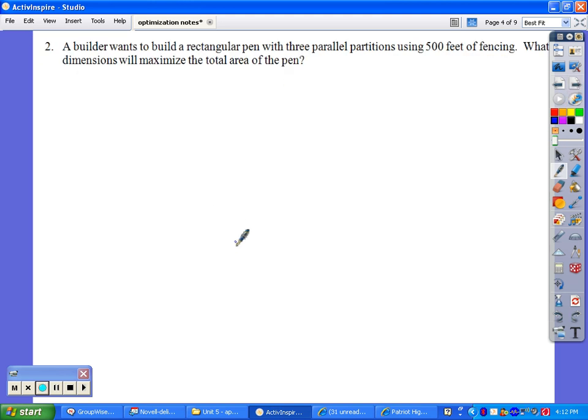Okay, so a second example is we have a builder who wants a rectangular pen with 3 parallel partitions using 500 feet of fencing, and what dimensions will maximize the total area. So we want to maximize, and we're maximizing area. So if they don't give you a picture, always draw a picture. So we want a rectangular pen. So I'm going to draw a rectangle, and it has 3 partitions. So it's divided into 3, or it has 3 parts. And they want to use 500 feet of fencing. Okay, so we want to maximize area.